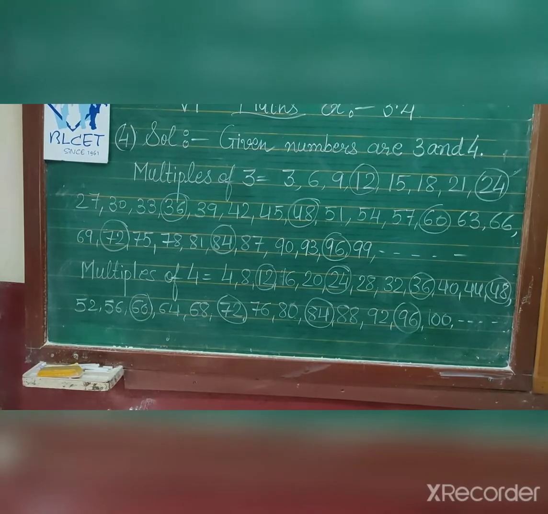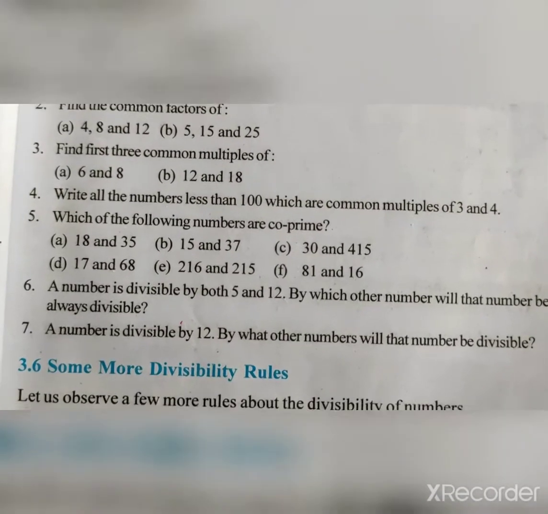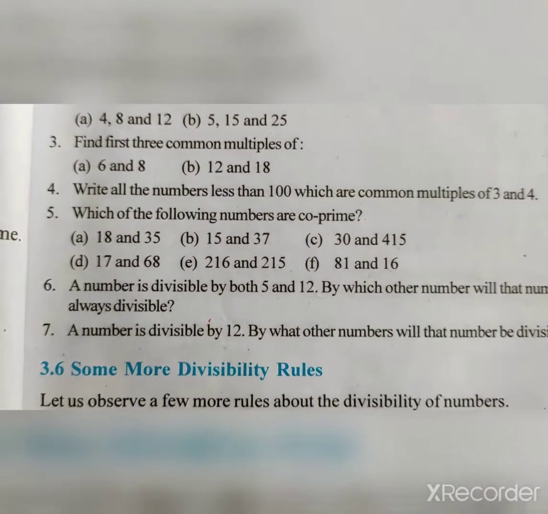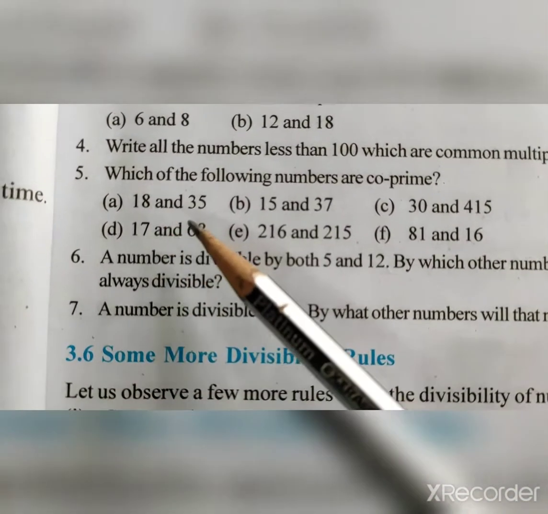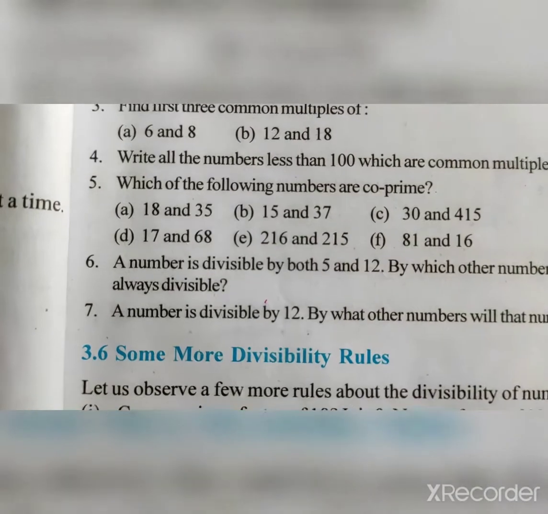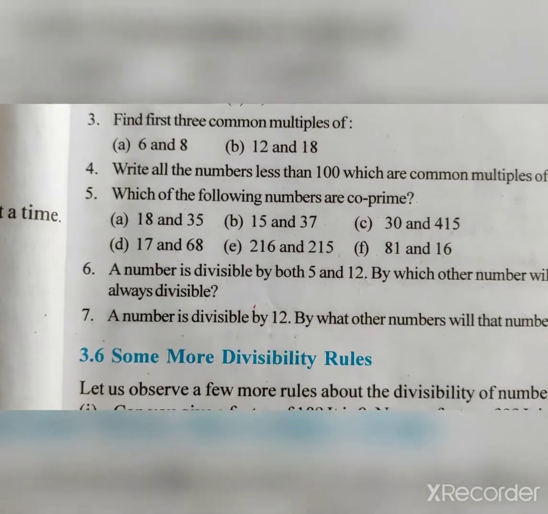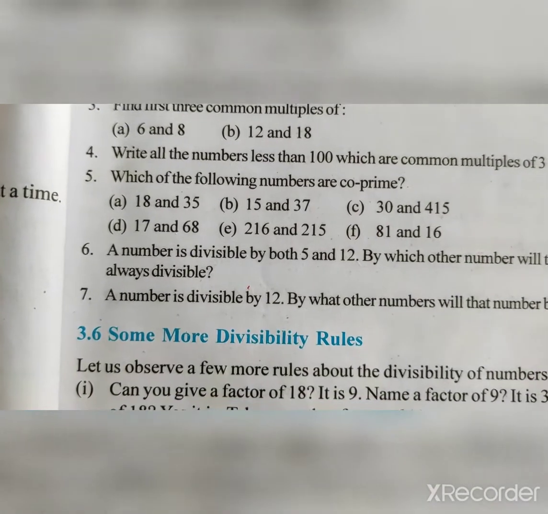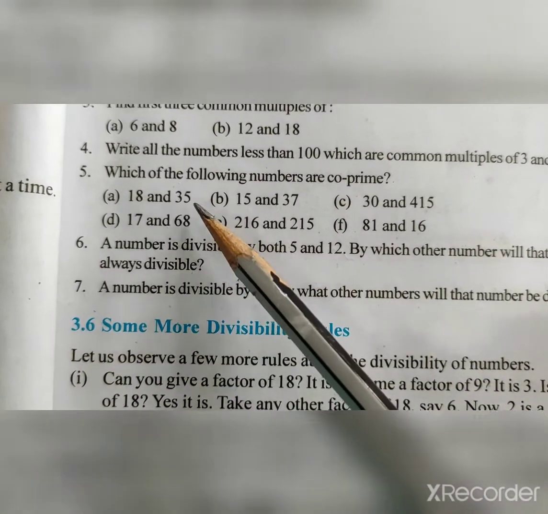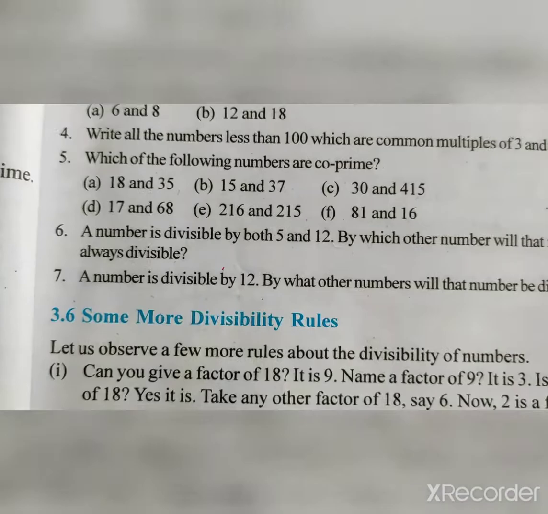Okay. Now in fifth question: which of the following numbers are co-prime? According to the definition of co-prime numbers, if we write all the factors of the given numbers and except one there is no common factor, then the numbers are called co-prime numbers. So I am solving this one for you. Okay, let us start.